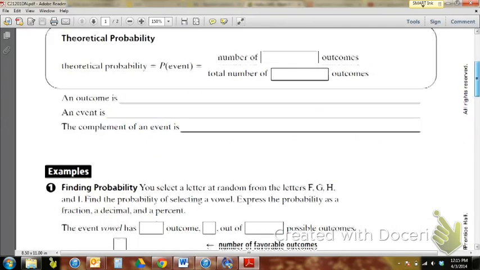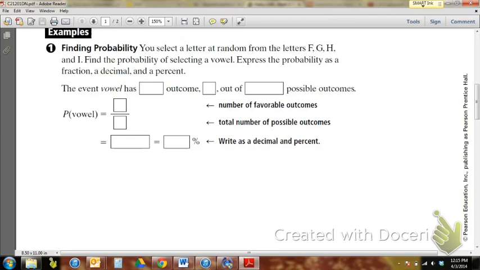Let's find the probability. You select a letter at random from the letters F, G, H, and I. Find the probability of selecting a vowel. Well, just to recall, your vowels are A, E, I, O, and U. So out of these, I is the only vowel. So vowel has 1 outcome. You can get the letter I, out of 4 letters there. So the probability is 1 out of 4. And 1/4 as a decimal is 0.25 or 25%.